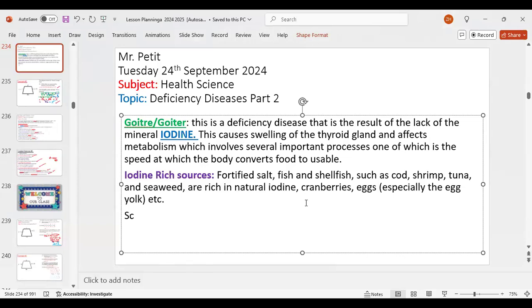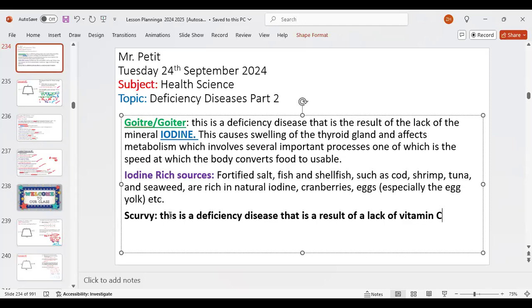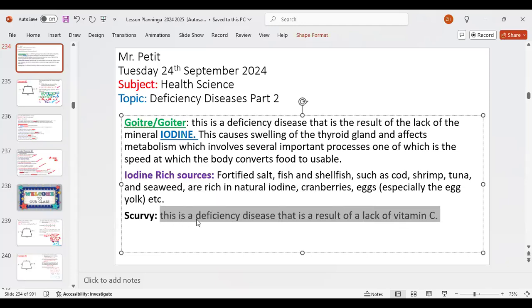Scurvy. Now, scurvy, this is a deficiency disease. I heard of this one before in one of my books back in grade 5, I think, but I can't remember what it was about. Yeah. Is it lack of vitamin C? Who said that? Anthony. Anthony St. Remy? Yes, sir. Very good. It's a result of a lack of vitamin C. So when you have scurvy, you lack vitamin C.